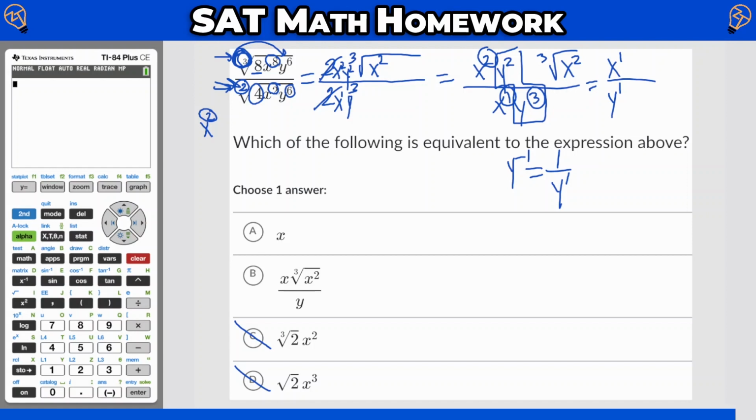And then we still have the cube root of x squared here. And that ends up matching with B.